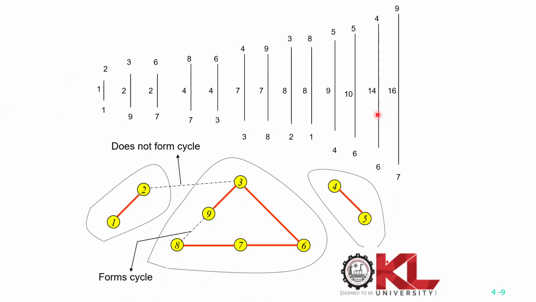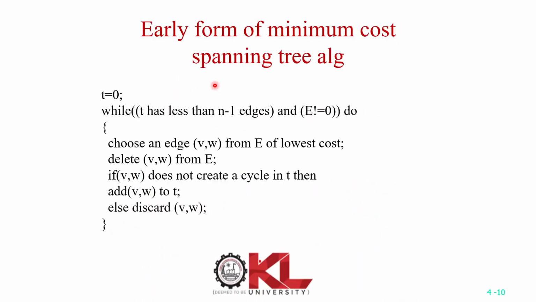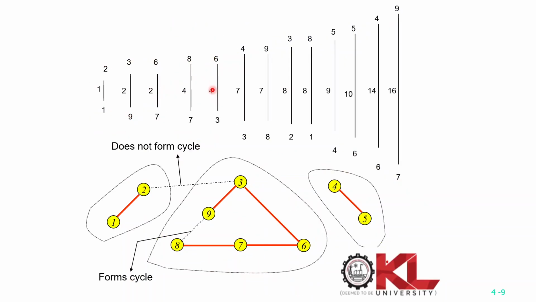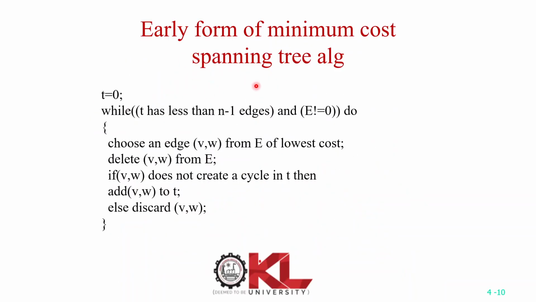So we will just arrange them in lines. We will arrange those lines in ascending order, and we will join them according to our requirement. So that is Kruskal's algorithm. And then we can see this early form of minimum cost spanning.